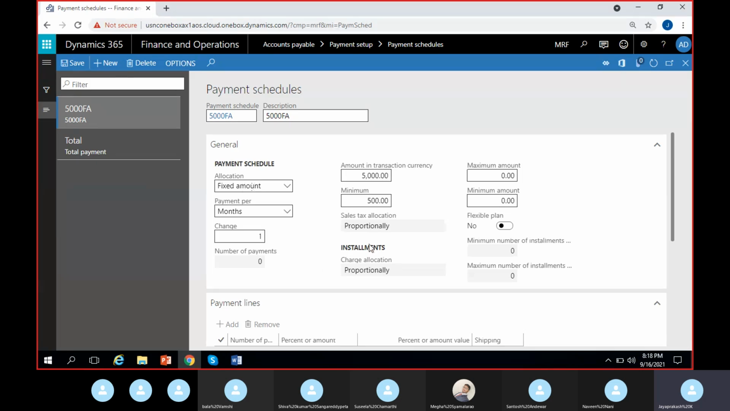So in this fixed amount method, we have only one option. The taxes or the charges that we have on the sales orders or purchase orders will be proportionally allocated between the periods in which we pay the installments. Got it, guys? Any confusion in this?